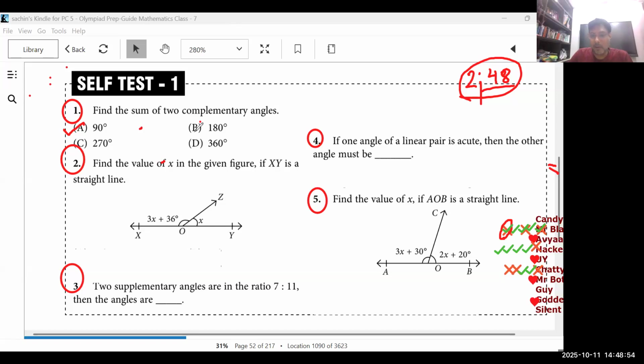Mr. Bot, am I using virtual background or real background? Real background. Arav, I asked, sorry, Mr. Cow. Question goes to Mr. Cow.